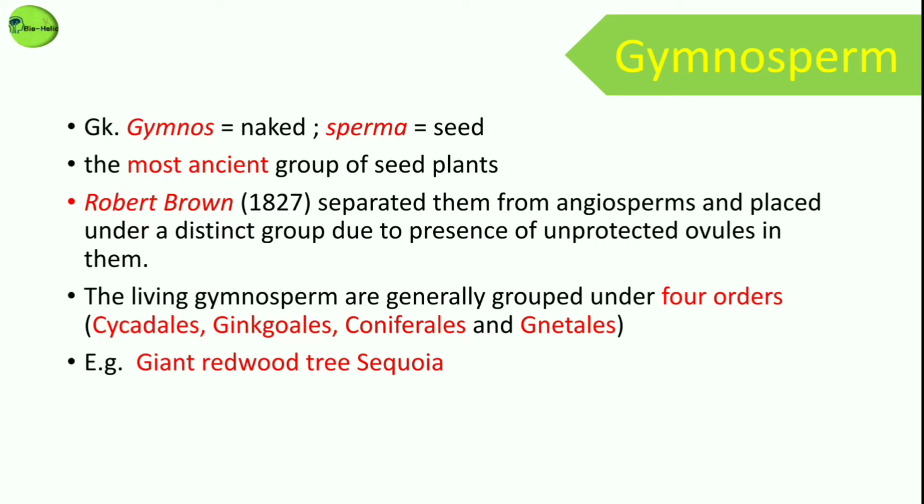Now the gymnosperms originated much earlier than the angiosperms. However, most of the members of this group have now become extinct and only a few living forms are found today. And they are generally grouped under 4 orders. The gymnosperms include medium-sized trees or tall trees or shrubs, and an example is the giant redwood tree, Sequoia.